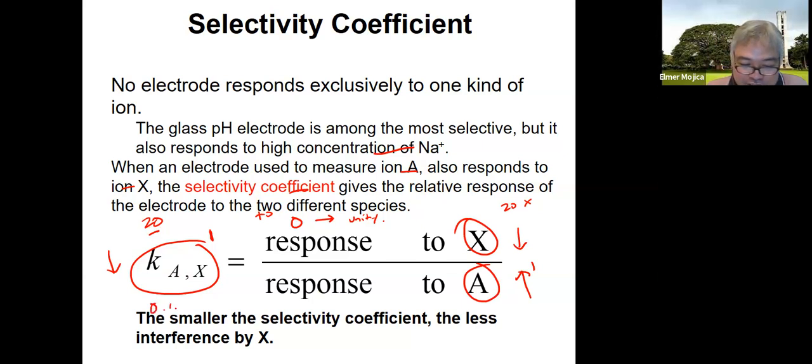But if the value is 0.001, so what does it mean? That's what you want. Because that is equal to what? 1 here and ano yung value sa baba? 1,000? 1, 10, 100, right? Tama ba? So if you have a selectivity coefficient of 0.001, that means 100 times preference sa A compared to X. And I think that's good.